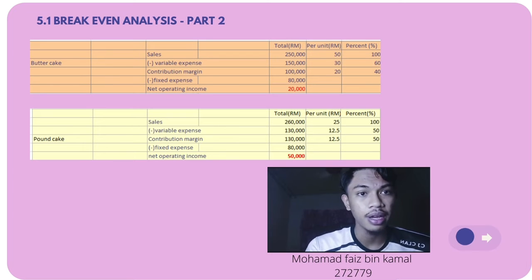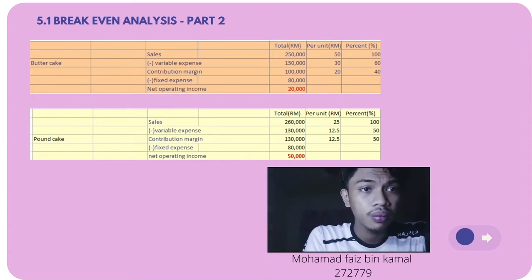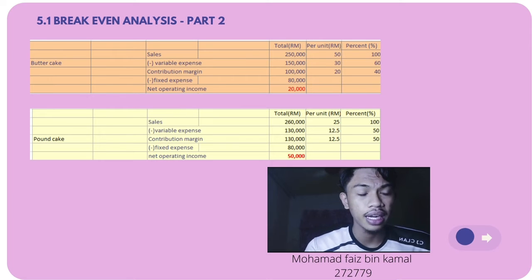We estimated that the variable expense cost will be RM150,000 and per unit it will be RM30. We also estimated the contribution margin is RM100,000 and RM20 per unit, after we subtract the variable expense per unit from the selling price per unit. The fixed cost is RM80,000 and the net operating income we estimated is RM20,000.